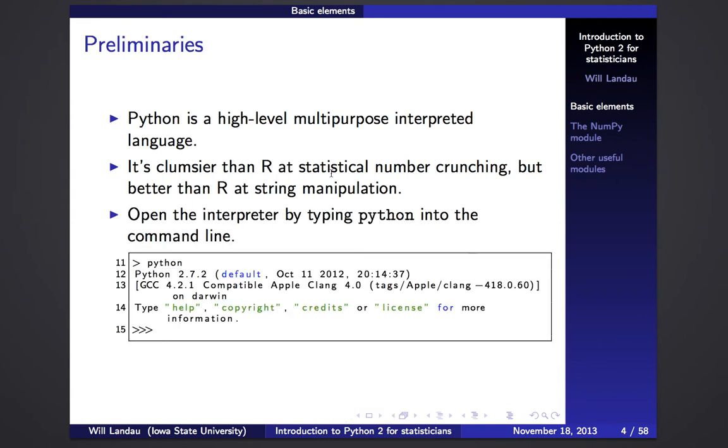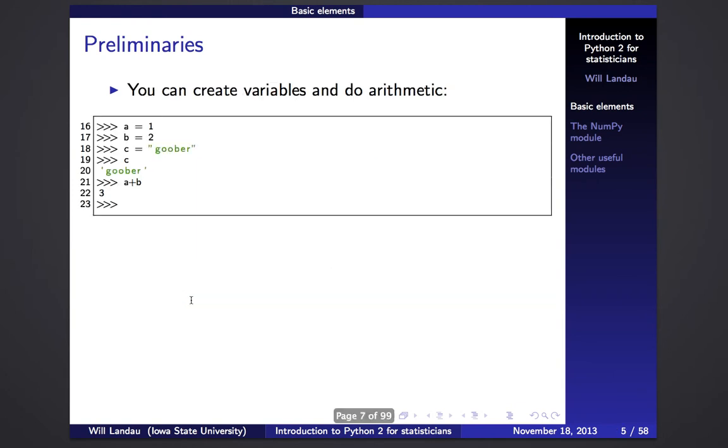So you get this interpreter. If you have Python installed, you can just type in Python, and you're in the terminal. If you have a session of bash or tcsh or any other shell loaded, you can just type in Python and you get an interpreter. You can use it like a calculator. You can set variables, you can assign them values, and you can do arithmetic on them.